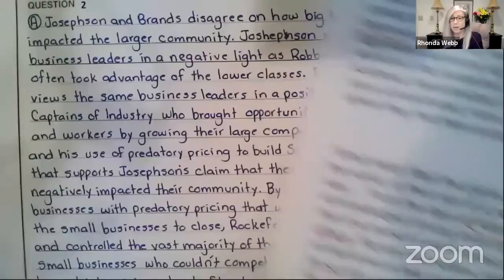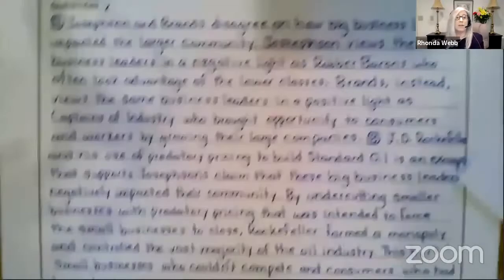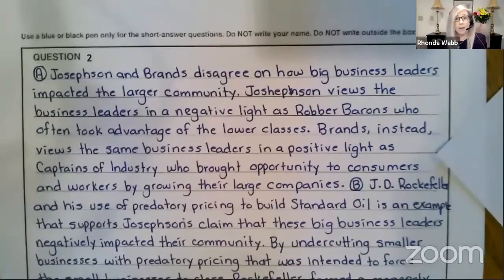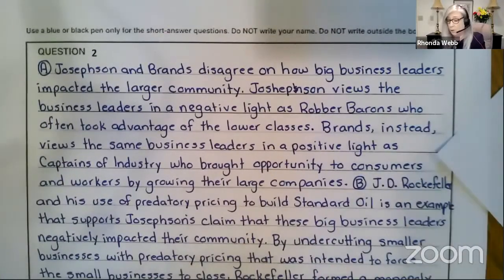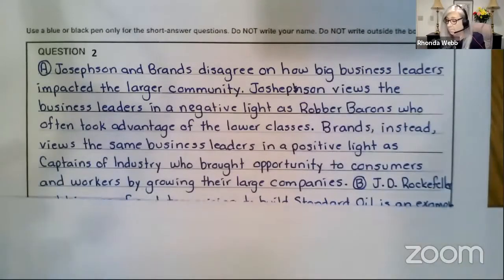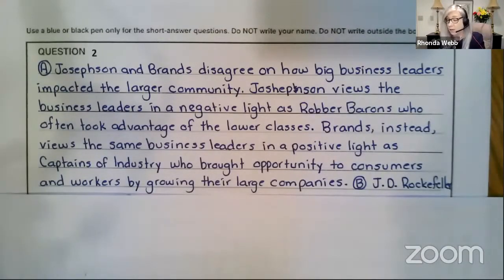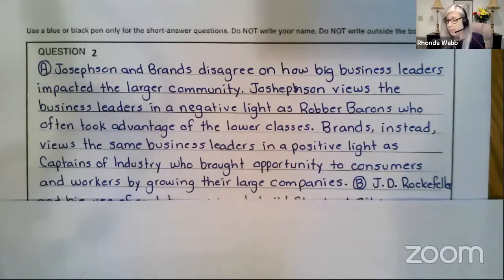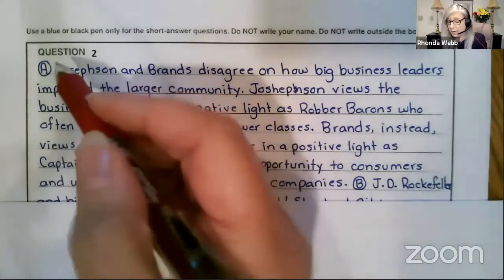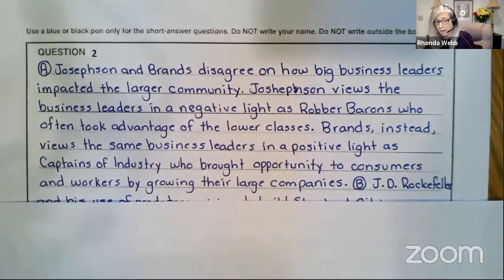So I've come up with a sample answer. And so here I've got my College Board paper. If you're doing this at school and not digitally, you're going to keep your answer in the box. Make sure that you label your answer. And I want us to think about how I am going about making sure that I'm answering the question.